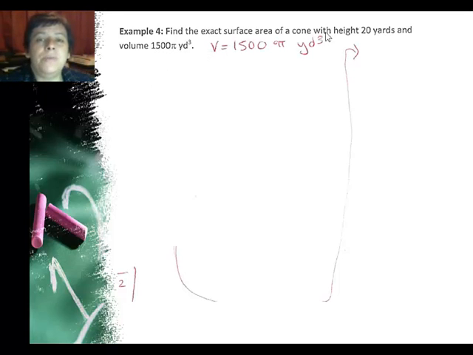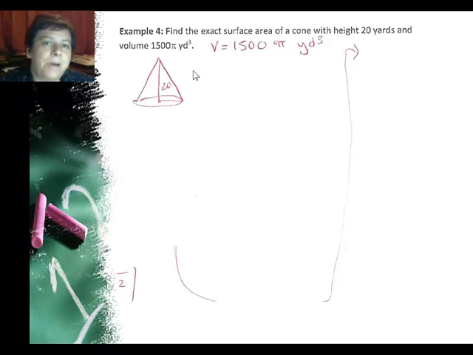So first of all, I'm going to write down what I know. Volume is 1,500 pi yards cubed. By the way, when there's a pi in here and we're dealing with cones or spheres or cylinders, that's actually to make our life easier to find things like radii. So I know this is the volume, and I draw a picture here, and I know the height is 20.